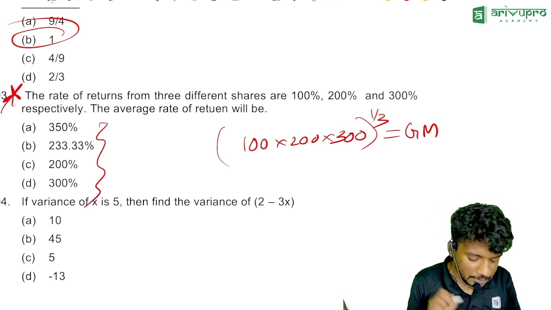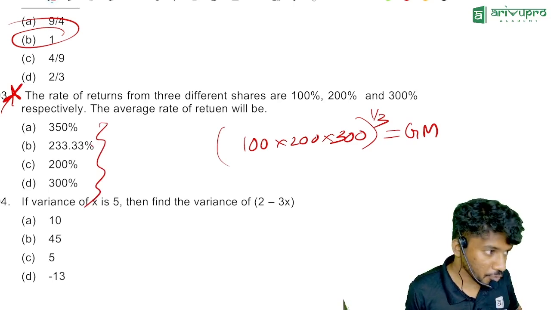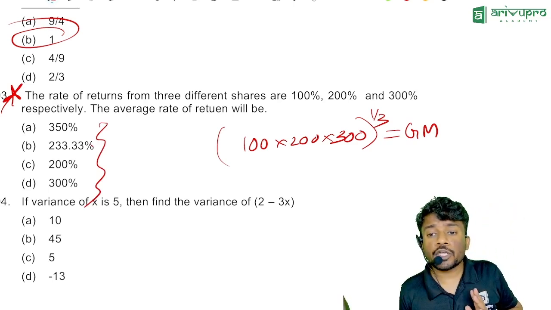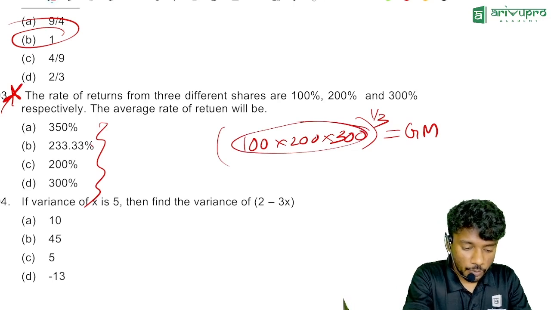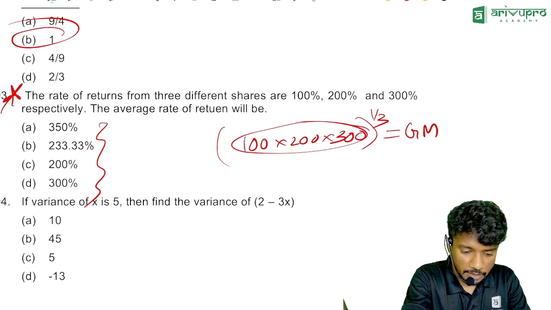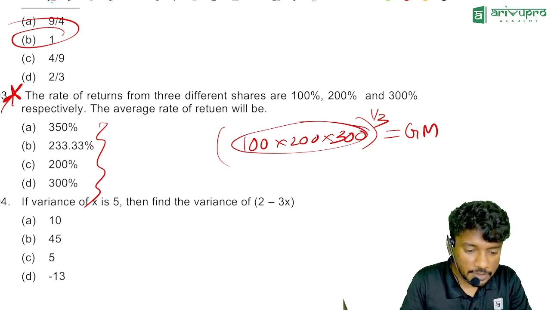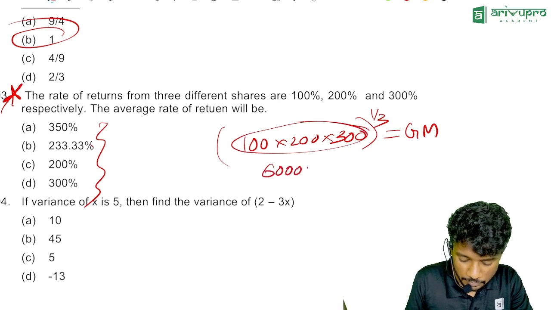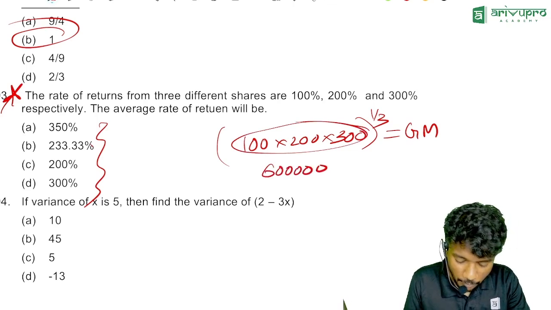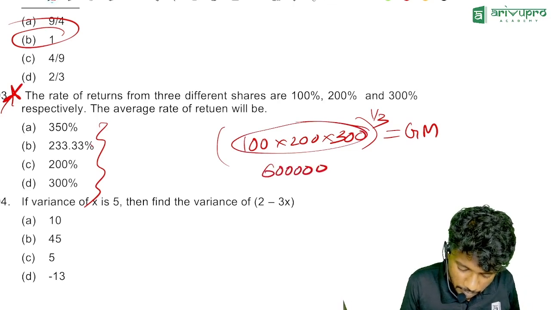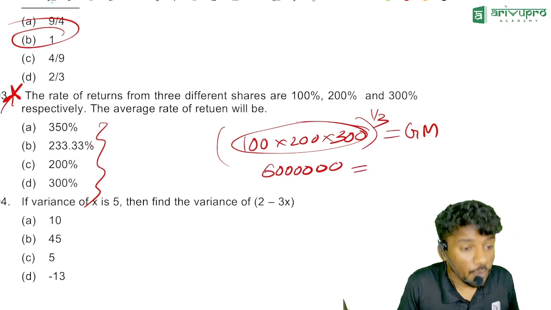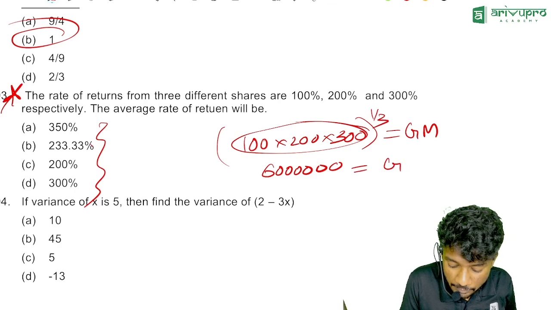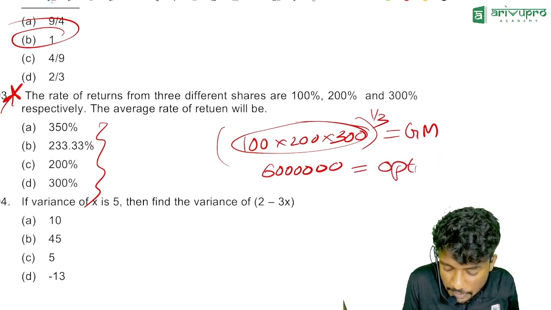I don't know whether option B is also the answer. We need to check now. So how will you do it? Take the product of 200 into 300 into 100. How much is it? How many zeros are there? 6 zeros are there, right? If I take the cube on both sides, that will be GM cubed, or the option cubed.